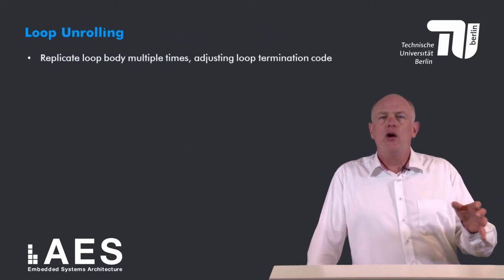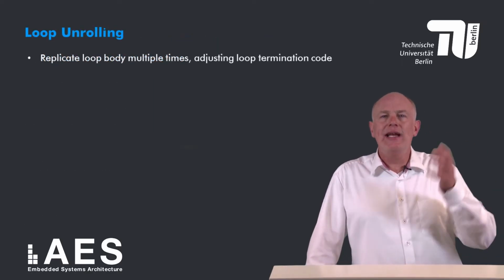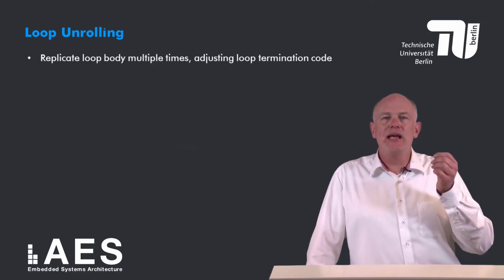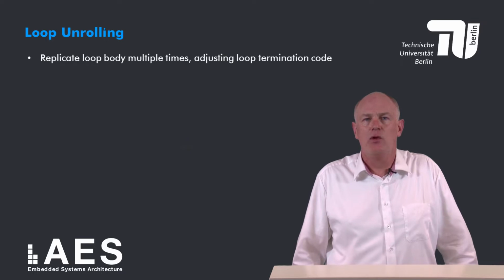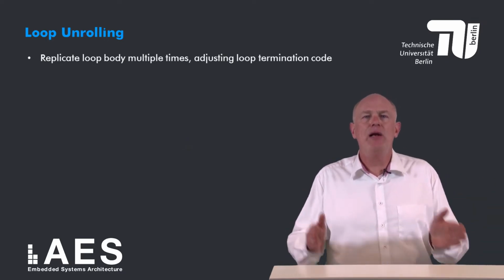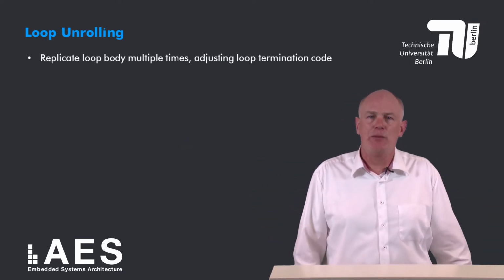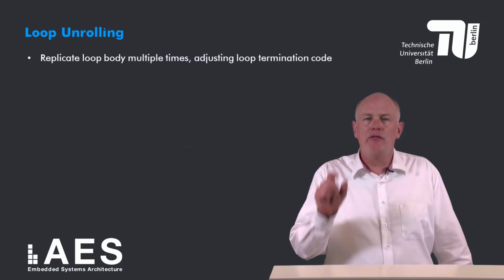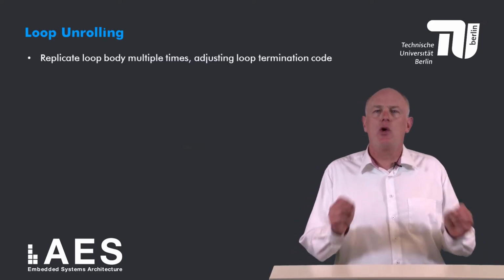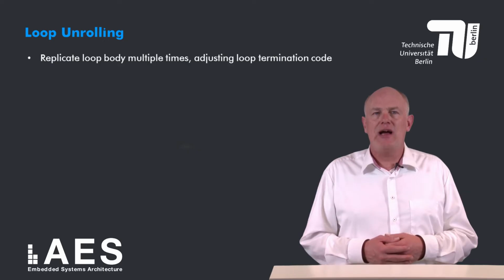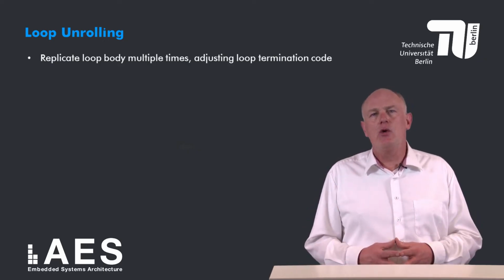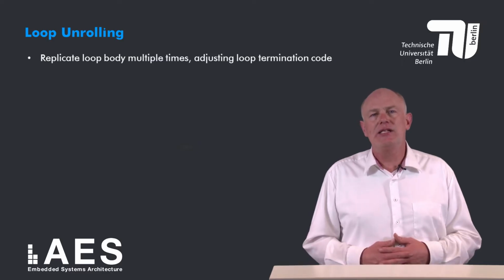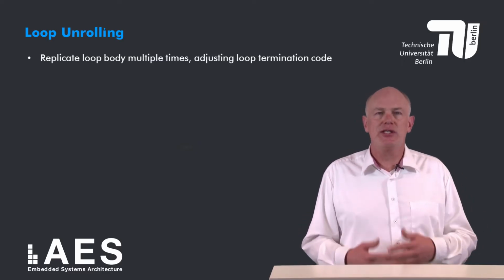Loop unrolling, also known as loop unwinding, is a relatively simple but very powerful and effective technique to reduce loop overhead. It replicates the body of the loop multiple times. The number of replications is sometimes called the loop unrolling factor. In order to do so, the loop termination code as well as some address calculations, however, need to be adjusted.